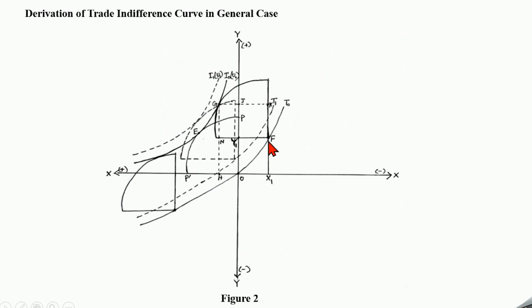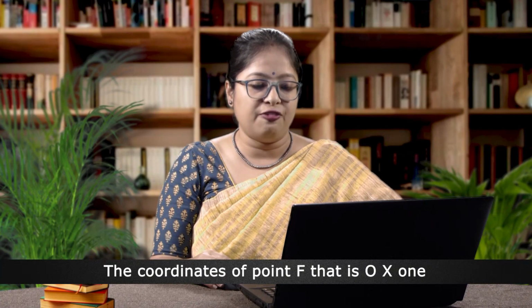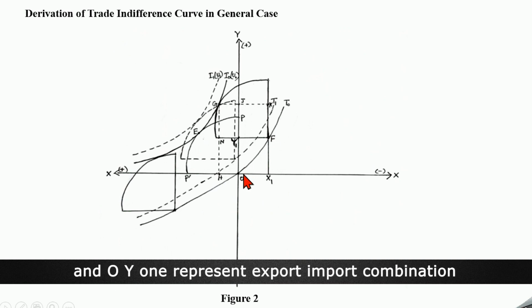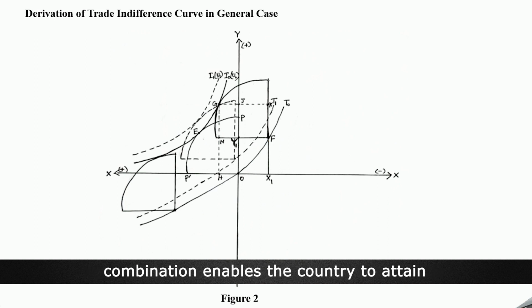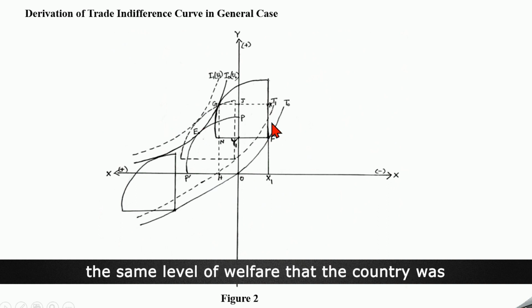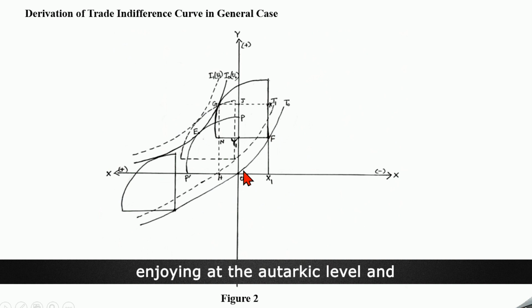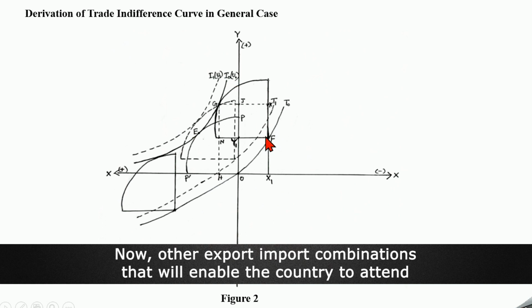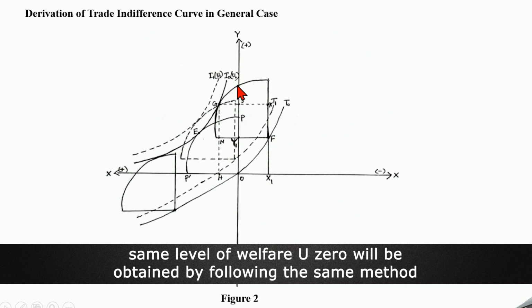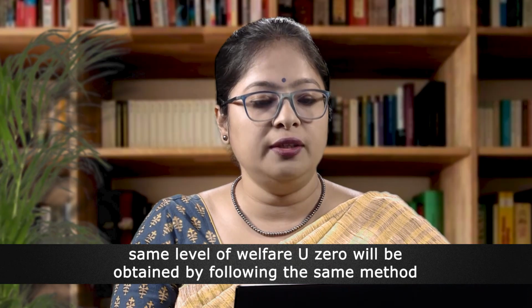So, we get here the coordinates of point F, that is OX1 and OY1, representing the export-import combination for the country, and this export-import combination enables the country to attain the same level of welfare that the country was enjoying at the autarkic level, and that welfare level is U0, represented by the community indifference curve I0. Now, other export-import combinations that will enable the country to attain the same level of welfare U0 will be obtained by following the same method.